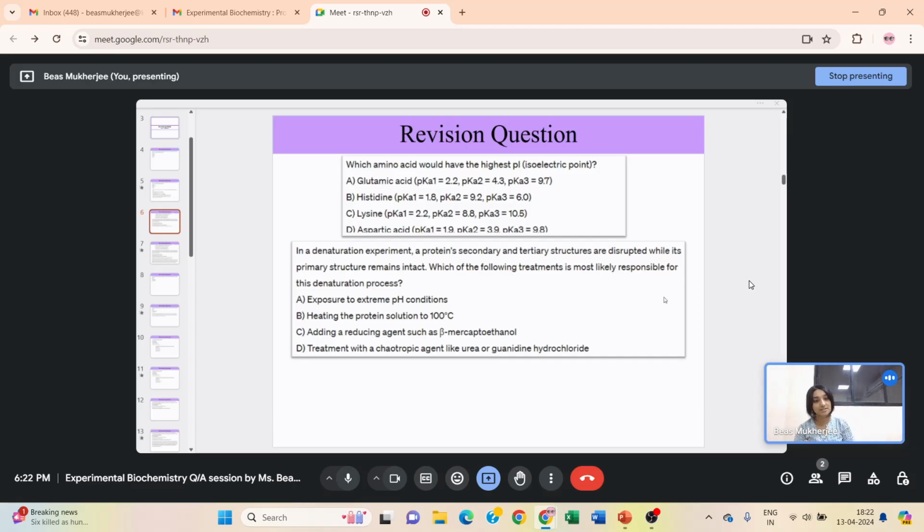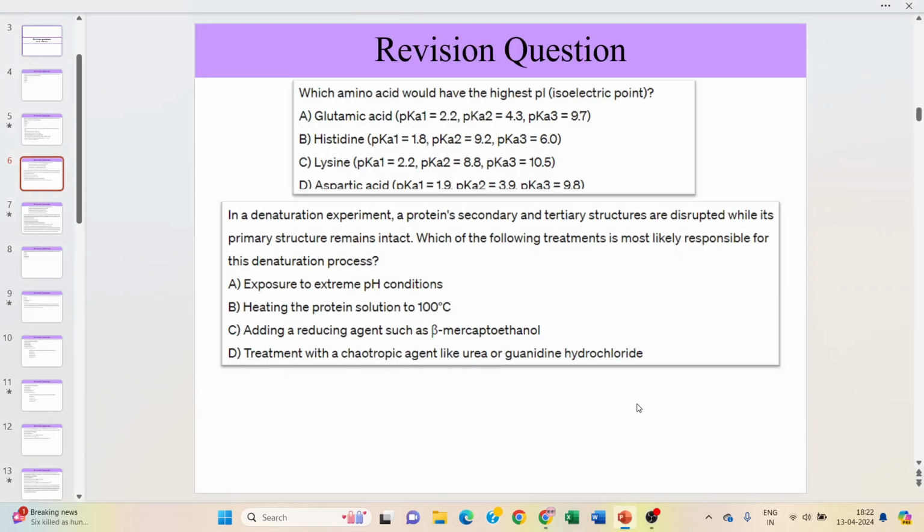If this was an MSQ, you could have ticked this as correct. Adding a reducing agent like beta mercaptoethanol. What is the fourth one? Treatment with a chaotropic agent like urea or guanidine hydrochloride. So let us see, how can you disrupt the secondary and tertiary structures while the primary structure is still intact, in a denaturing experiment? Remember, they have not mentioned SDS-PAGE or any other specific experiment name.